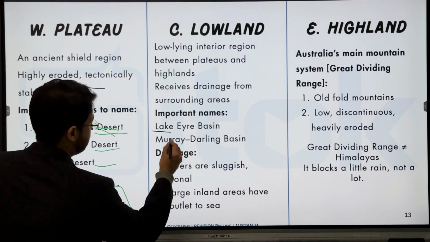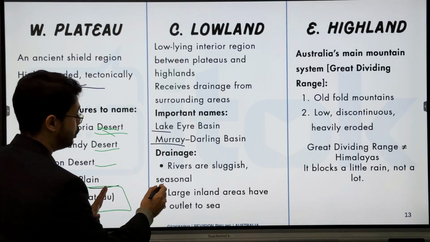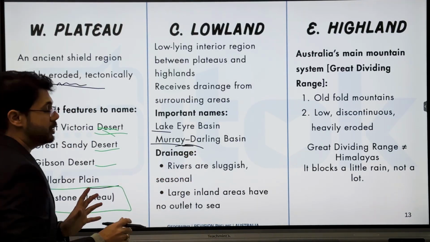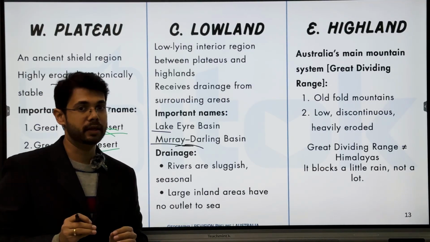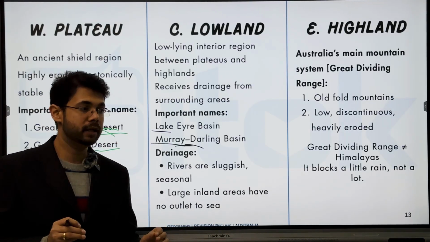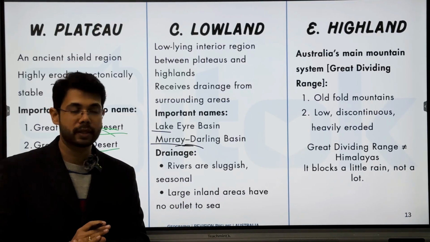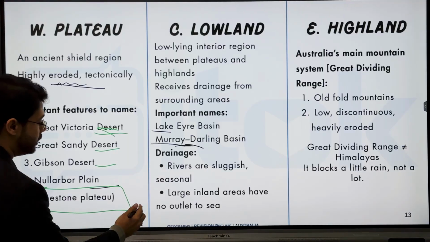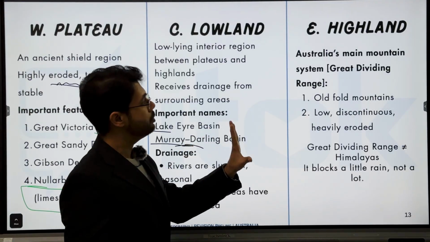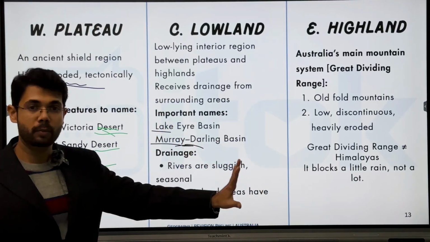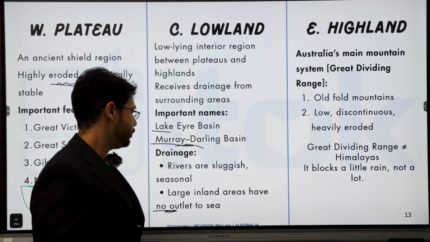So you have the Lake Eyre basin here, you have the Murray-Darling basin here, and rivers are seasonal, including Murray-Darling. These are seasonal. Even when there are no rains and extremely dry conditions, the Murray-Darling River has very narrow streams or extremely low water. Large inland areas have no outlet to the sea. And Eastern Highlands, this is the main mountain system of Australia. The only mountain system of Australia is the Great Dividing Range.